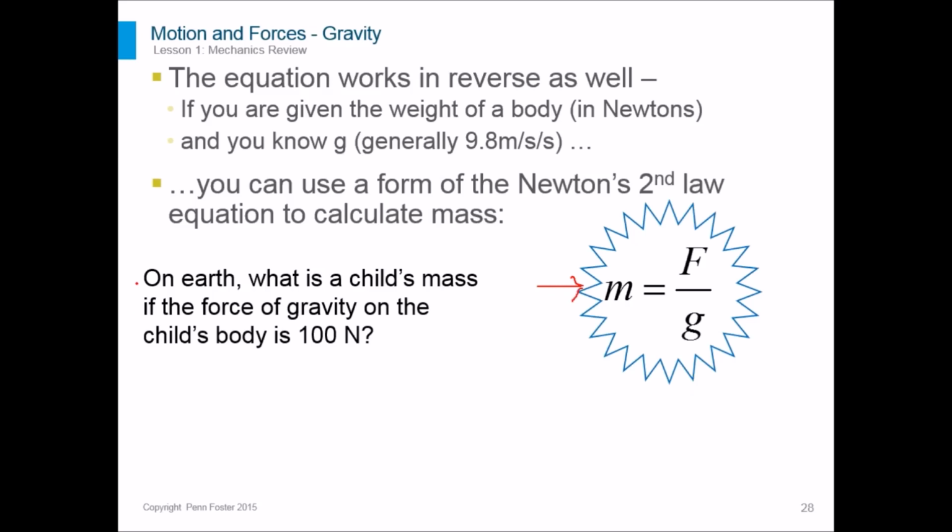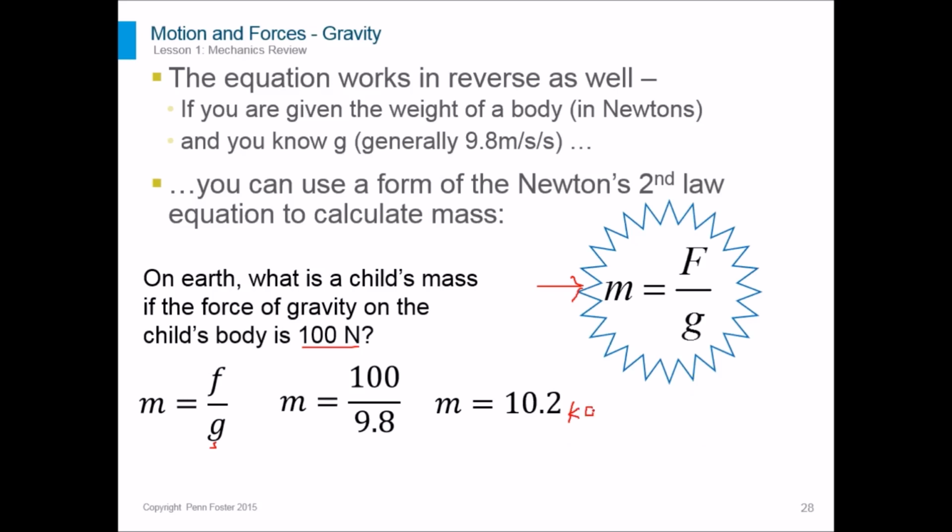And let's use this example. On Earth, what is the child's mass if the force of gravity on the body is 100 newtons? So we know the weight. We're trying to find the mass. Okay, so we just use our formula. Mass is force of gravity divided by G. It tells us the force of gravity is 100 newtons, and G, as usual, is 9.8. Okay, so 100 divided by 9.8, we get our final answer of 10.2. And that should be labeled kilograms, because mass is kilograms. There we go. All right, so you can take mass, you can find the weight, you could take weight and find the mass. It's just rearranging the formula.